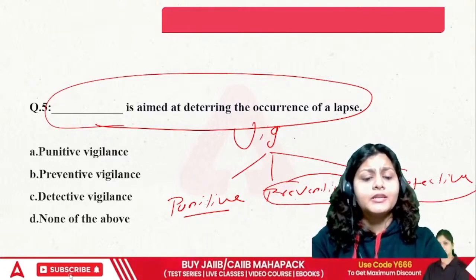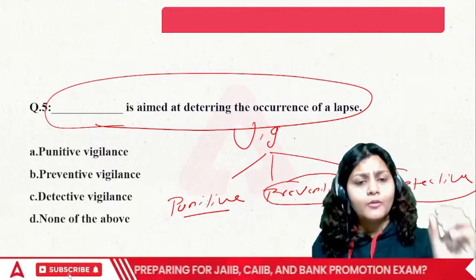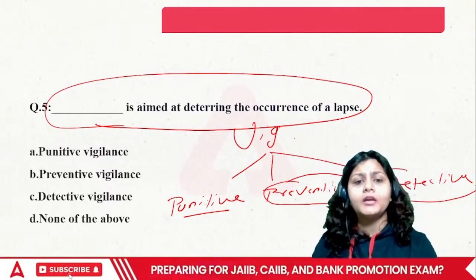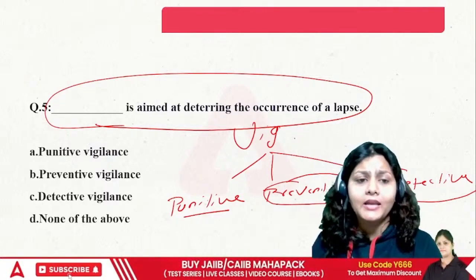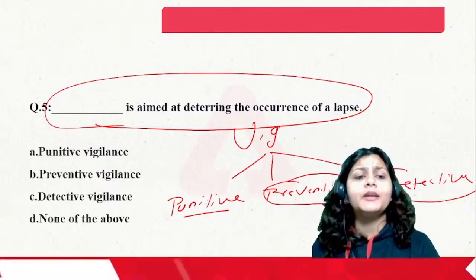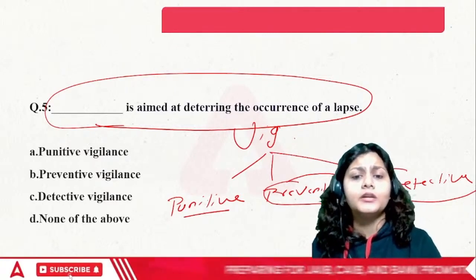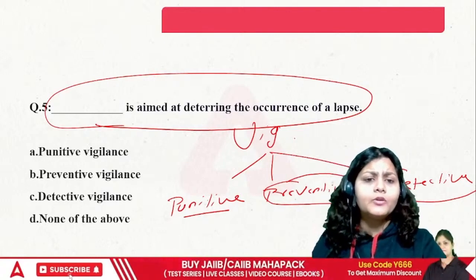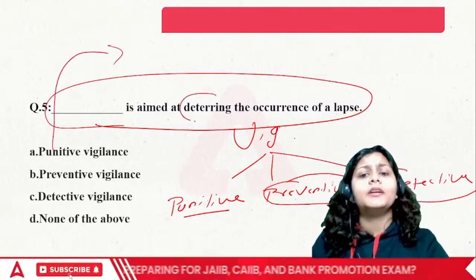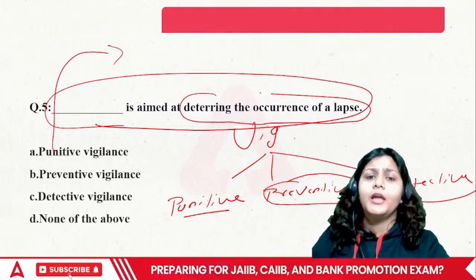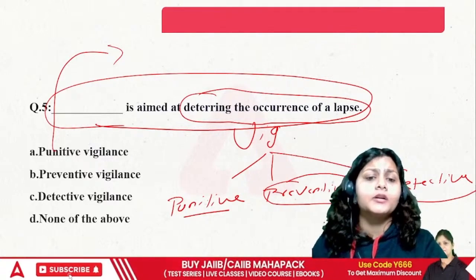The punitive vigilance normally comes into the picture when the corruption or fraud has already been committed, and punishment is granted for the deterrent effect on others. Why are we giving the punishment? Because it will deter the occurrence of lapses, so that the same type of lapses will not occur in the future.